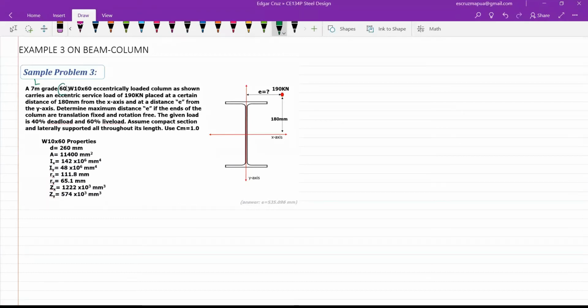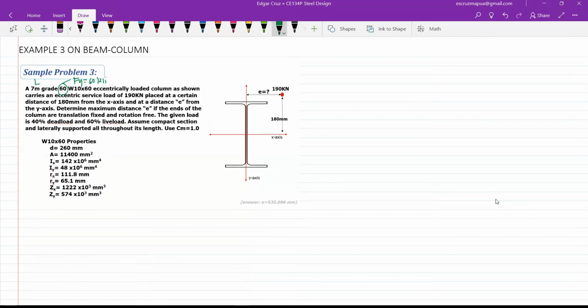Then the grade 60, that means this is the Fy. Fy means that is 60 KSI. So if no Fy in terms of megapascal is given, you will be using Fy of 60 in terms of KSI. Okay, so 60 KSI. If we want to convert it to megapascal, just multiply it with 6.9, and that is actually 414 megapascal.